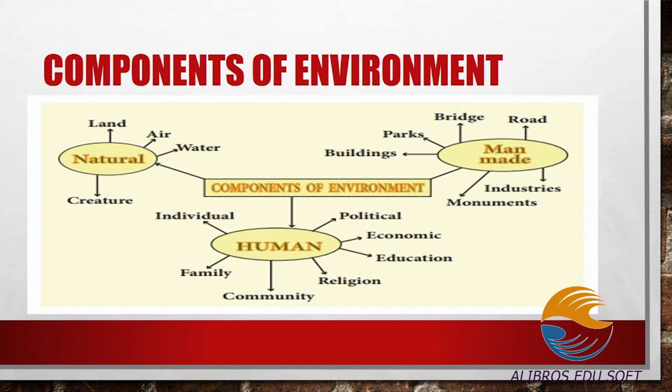Next is human-made resources, that is the resources or the environment which humans make, that is the buildings, parks, bridges, roads, monuments, industries, etc. These are all made by human beings. Next is human environment, that is the human individual, then comes the family, the community, the religion, the education, the economic factors and also the political situation existing in the society.